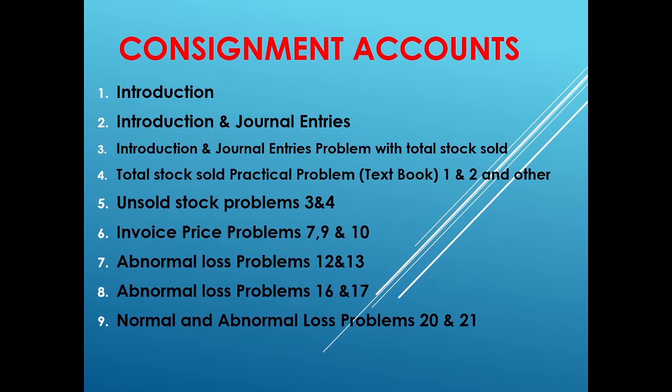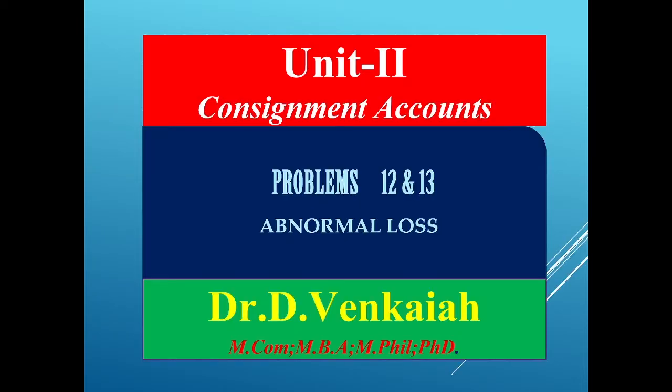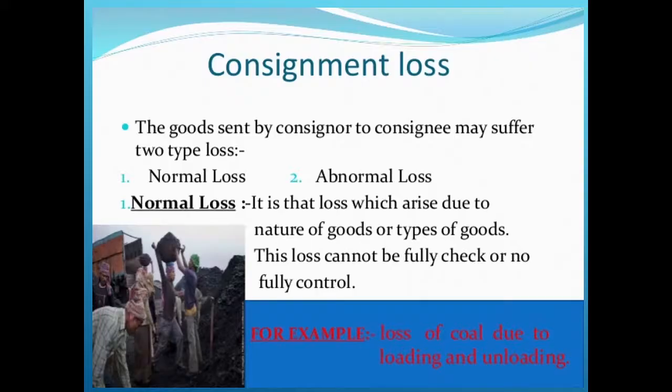So what exactly is the abnormal loss? There are two types of consignment losses. One is a normal loss, another one is abnormal loss. Normal loss arises due to the nature of the goods or type of the goods. The example given in this slide is coal, loading and unloading. When you are loading and unloading, the dust will be lost, so you cannot get the total quantity.